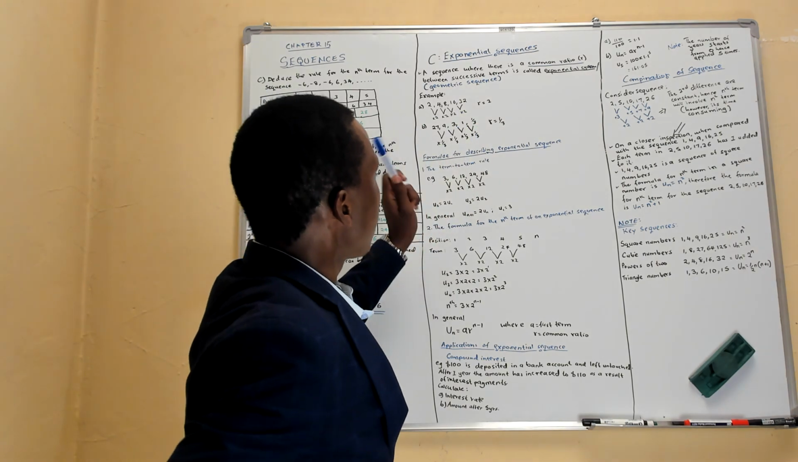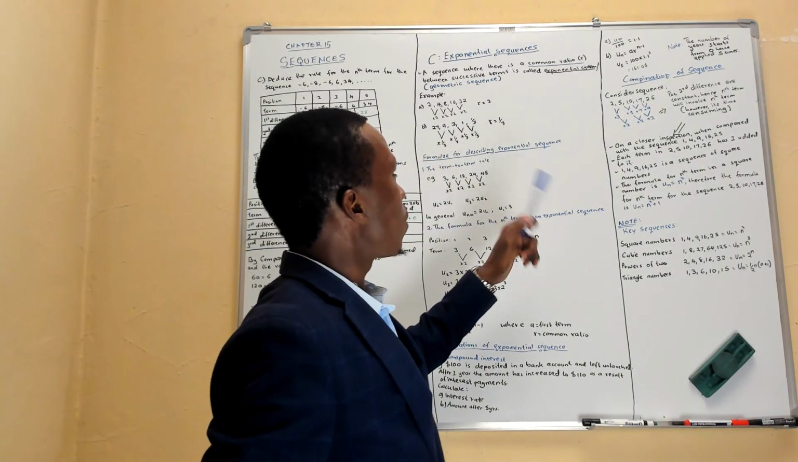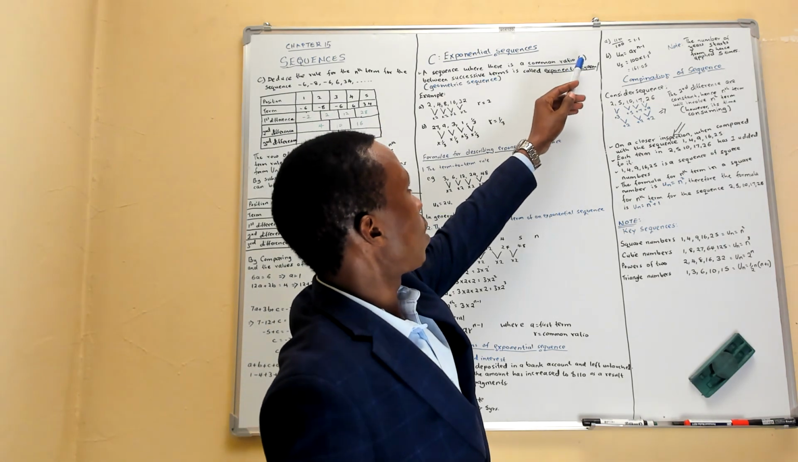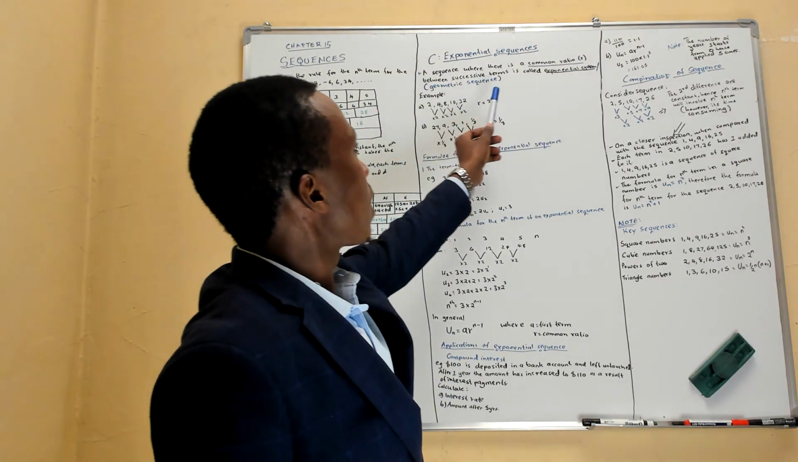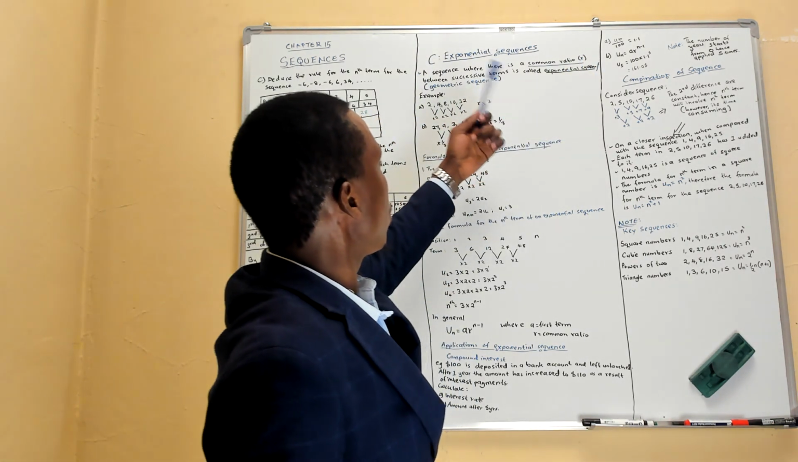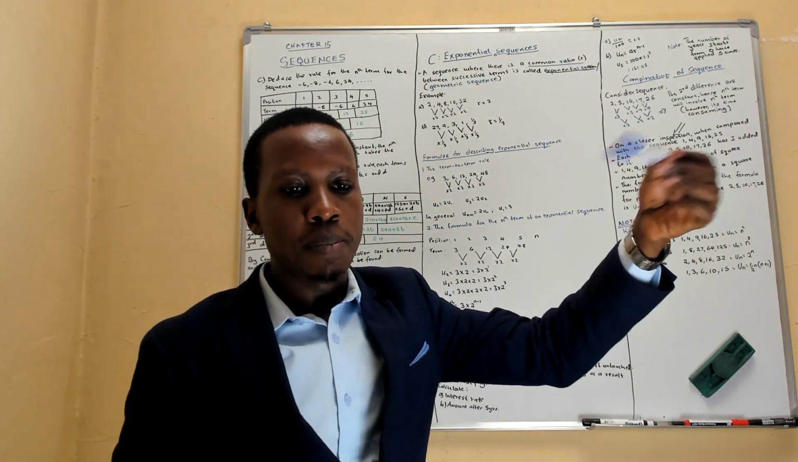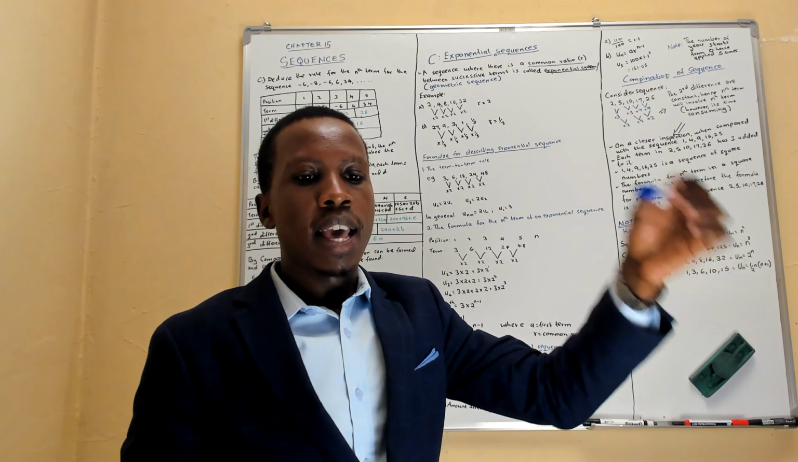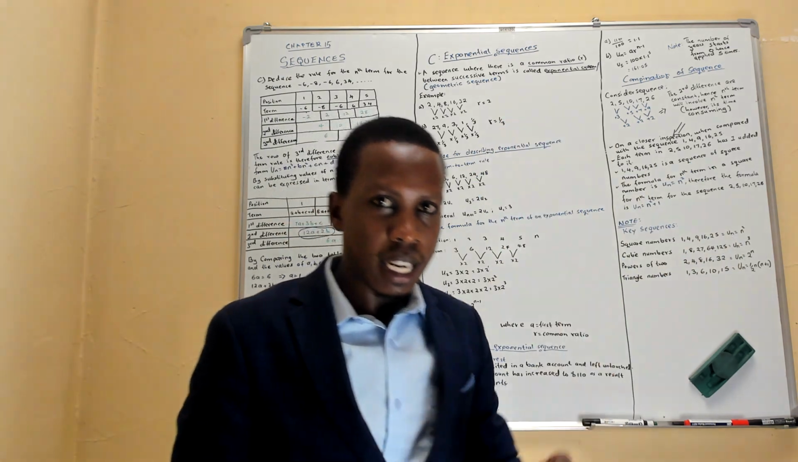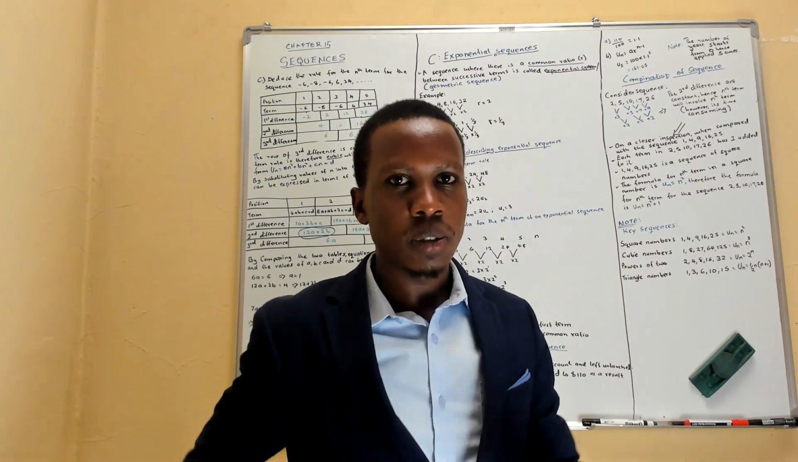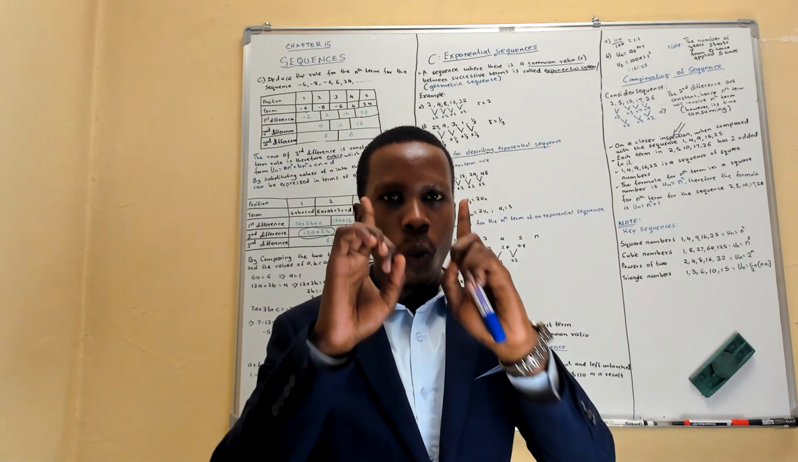Exponential sequences: a sequence where there is a common ratio given as r between successive terms is called an exponential or geometric sequence. So whenever you hear the term geometric, just know that they're still referring to an exponential system. So there are two terms meaning one thing.